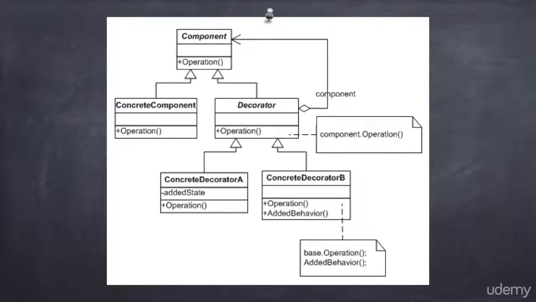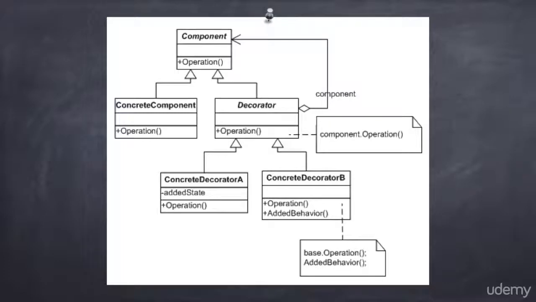There are two subclasses derived from Decorator: Concrete Decorator A and Concrete Decorator B. Notice how they introduce extra functionality to the component. Concrete Decorator A adds an internal state, and Concrete Decorator B adds new behavior to the operation method.